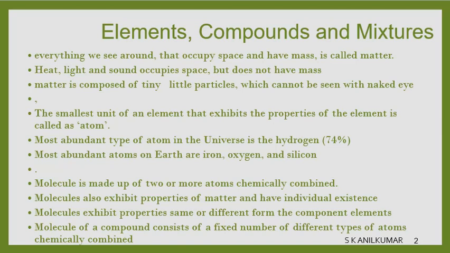So the smallest unit of an element that exhibits all properties of an element is called an atom. If sodium is an element or hydrogen is an element or carbon is an element, you keep on cutting it and slicing it and making it a powder, the smallest unit that cannot be any further divided, which exhibits all the properties of that element, is called an atom. Atom is the smallest indivisible unit of an element that exhibits all the properties of an element.